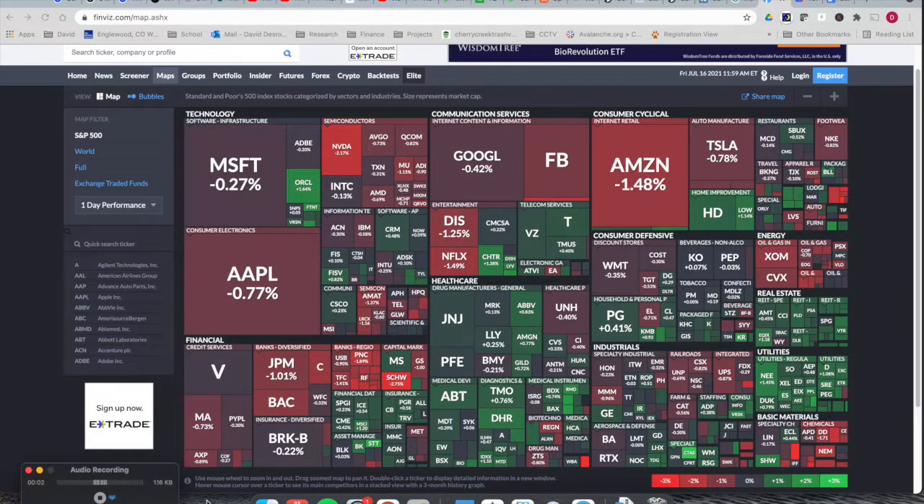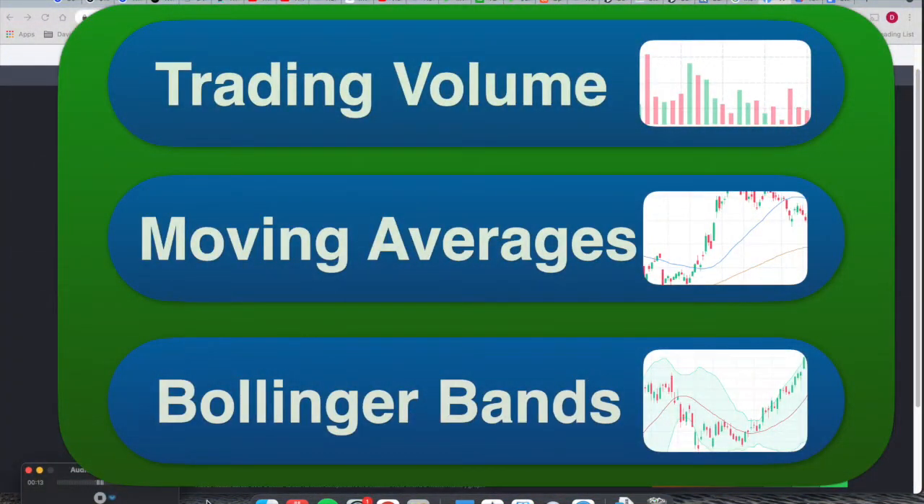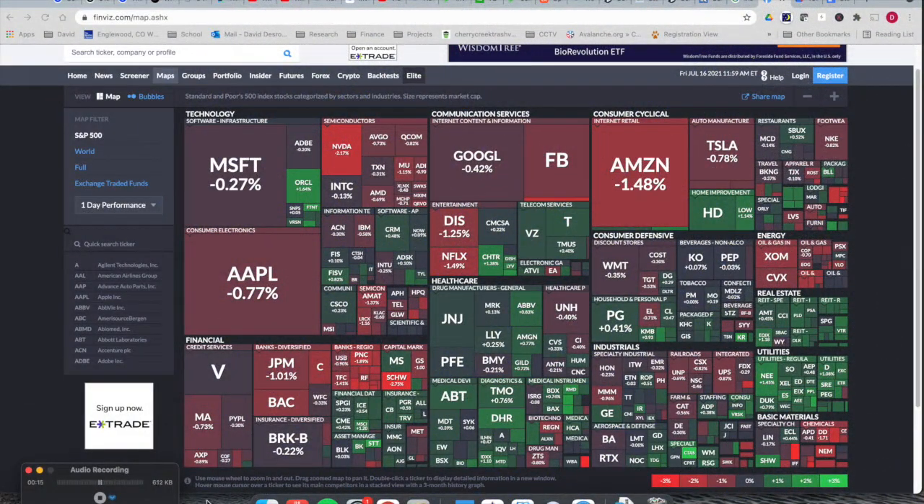Hey, it's David from the Miserly Crab, and today we're going to go over 3 different technical indicators you can start using to improve your day trading in cryptocurrencies and stocks. We'll discuss trading volume, moving averages, and Bollinger Bands as ways to make more informed trades.